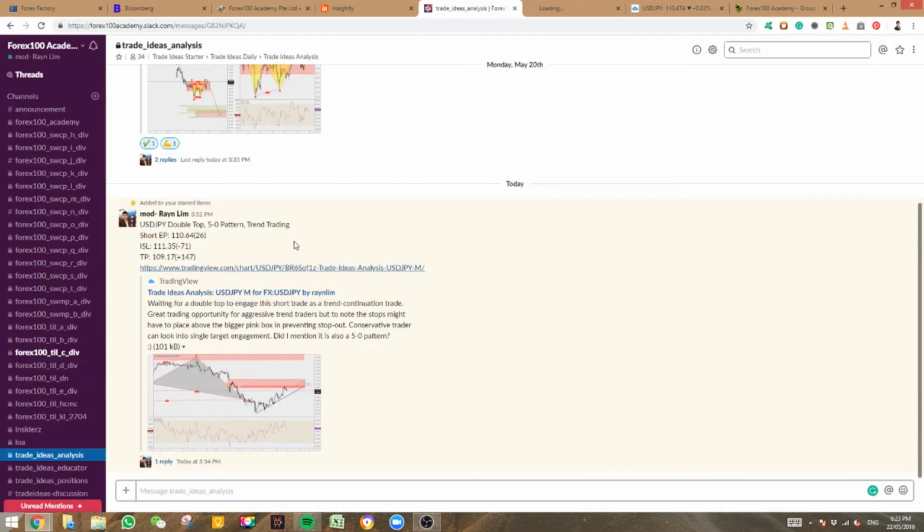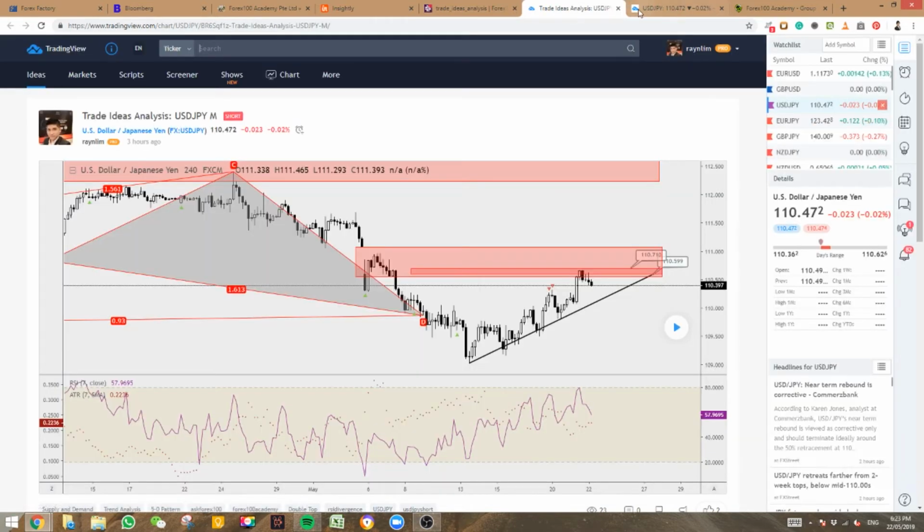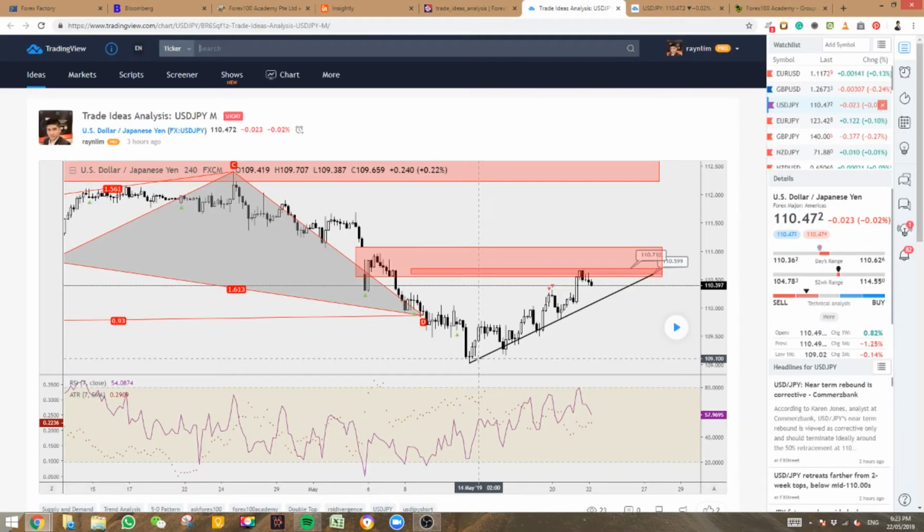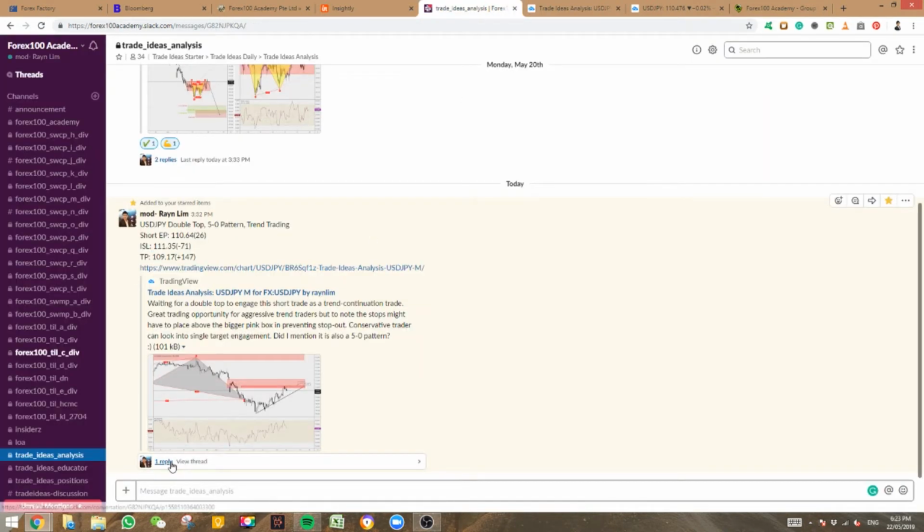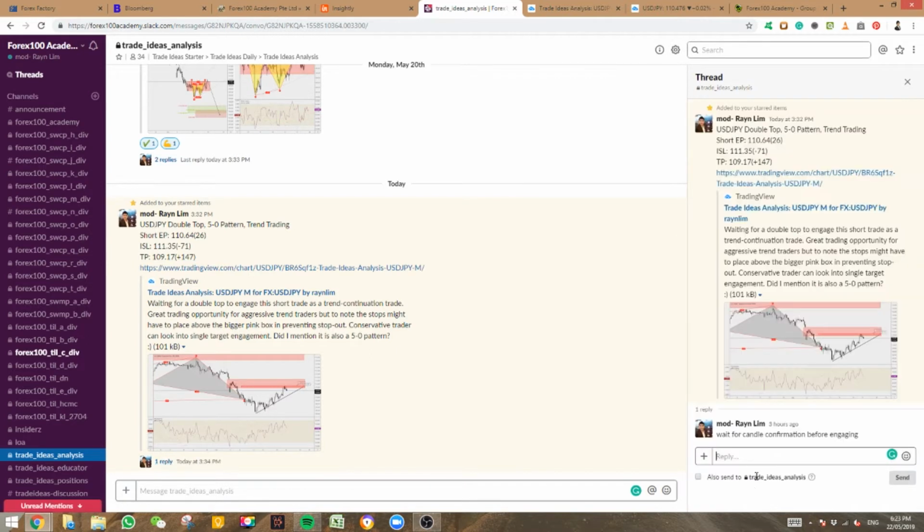Let us have a look at this chart. I'm waiting for a shorting opportunity at 110.64, waiting for a double top formation. Initial stop loss 111.35, that means risking 71 pips, and the first or only target is 109.17, retesting the previous low. So I'm waiting for the market to double top over here, and this is a 4-hour chart, which means I have lots of time to do it.